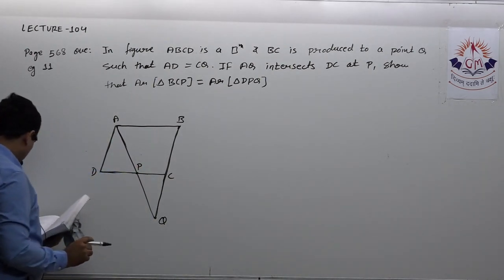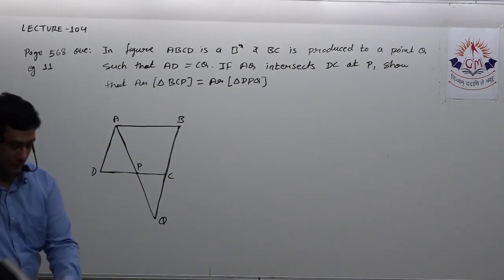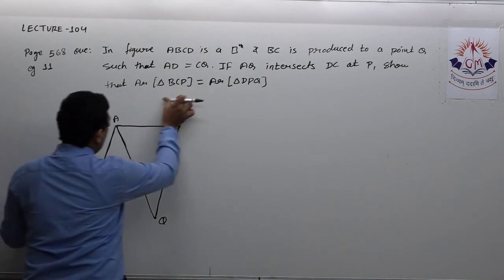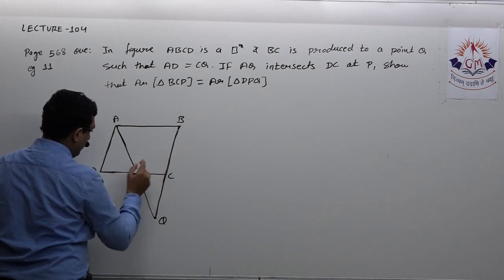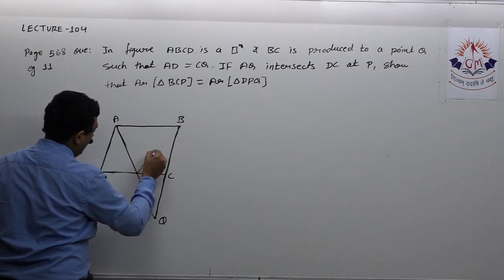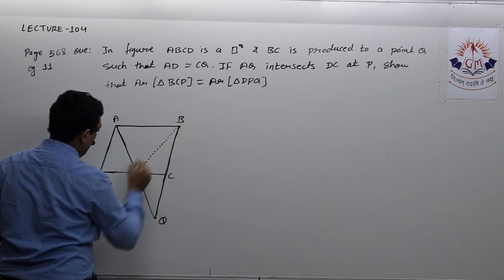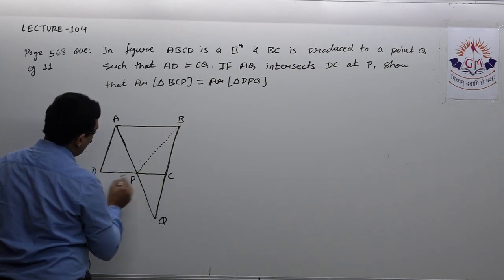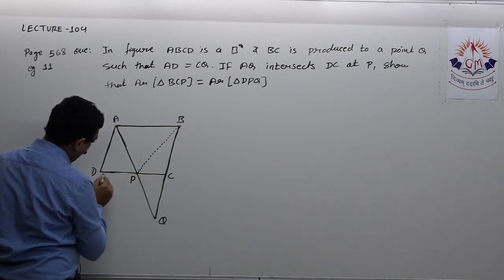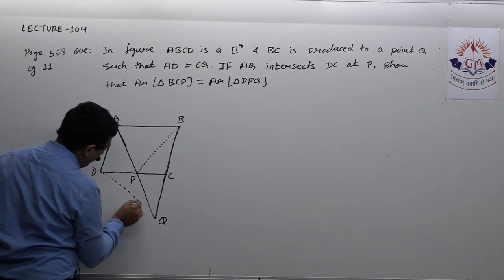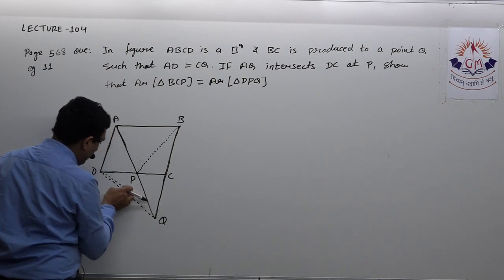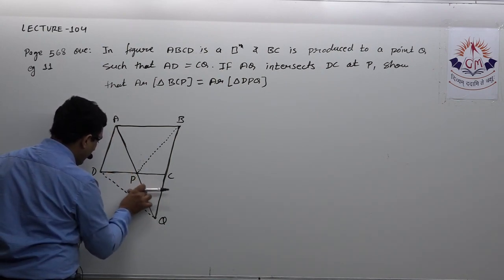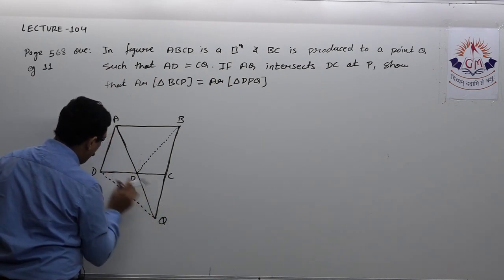Then you have to prove that area of triangle BCP is equal to area of triangle DPQ. That means we have to prove that these two triangles are equal in area. So think for a while how you will proceed, then I will give the solution.